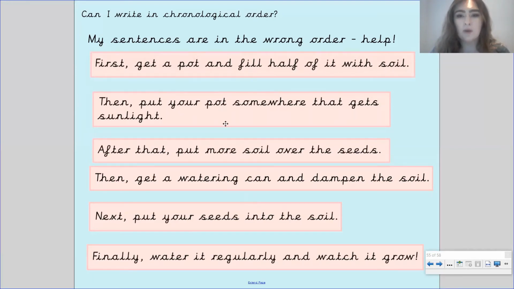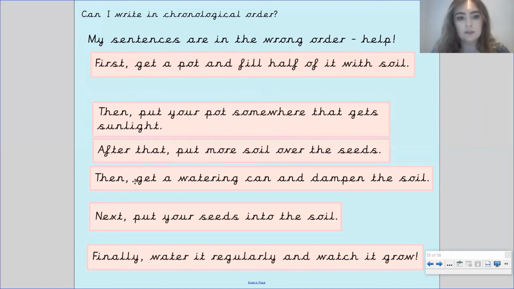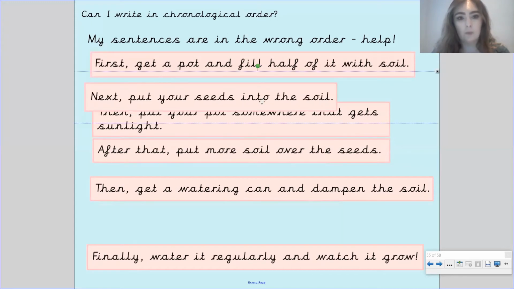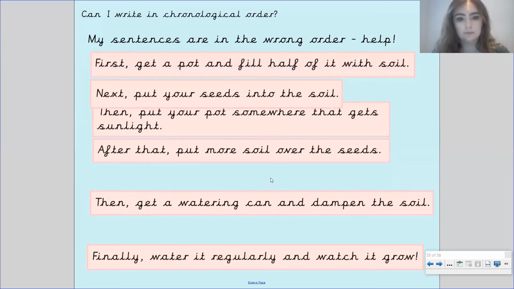Then put your pot somewhere where it gets sunlight. I don't feel like that's going to be the next one either, because what's the point in putting the pot somewhere that gets sunlight if I've only just put soil in it? So it's not going to be that one. So we're left with these two. Then get a watering can and dampen the soil, or next put your seeds in the soil. I think the one that makes most sense to go next would be next put your seeds in the soil. So I'm going to put that one second.